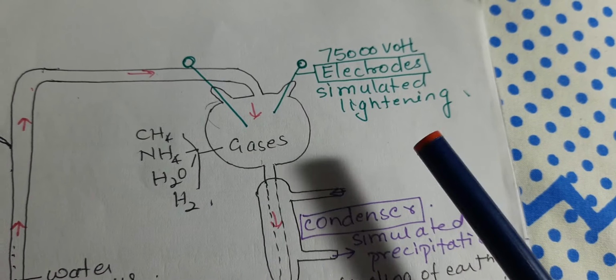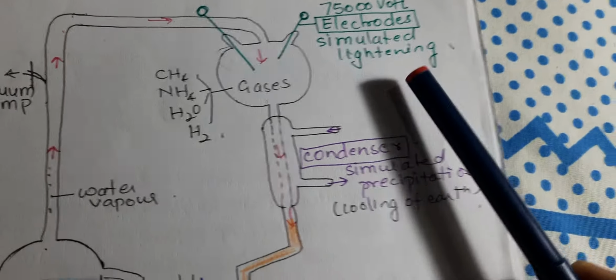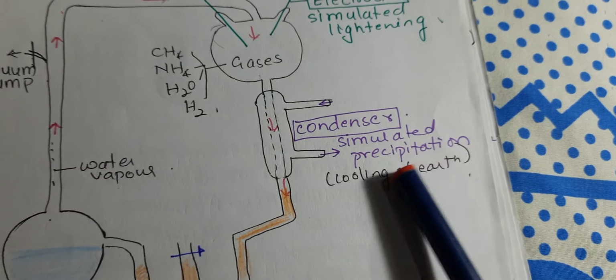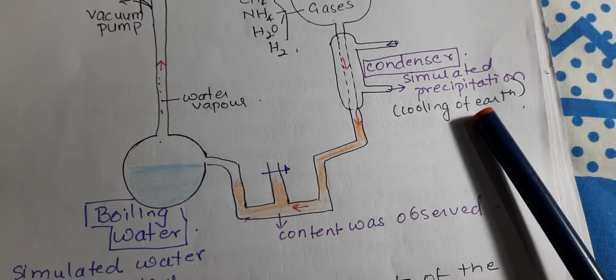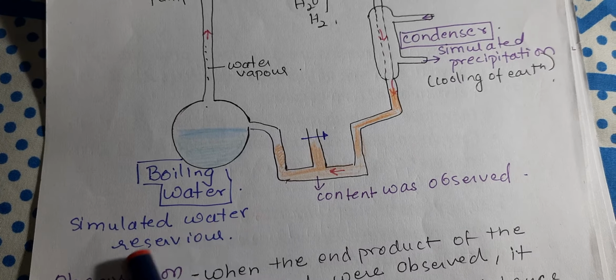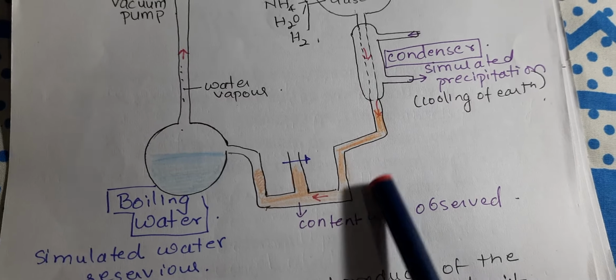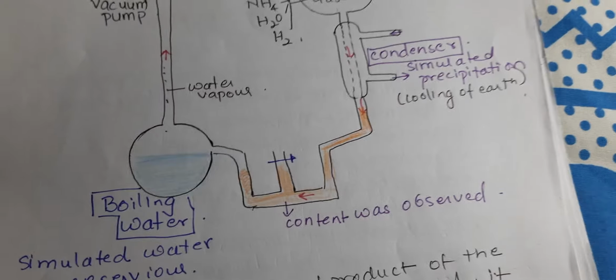The electrodes were kept at a certain voltage, and the electrodes simulated lightning. The condenser simulated the precipitation. Whatever formed was condensed, so this also simulated the cooling of the earth. Here the boiling water simulated the ocean reservoir, the primitive ocean, and then the content was analyzed or observed.